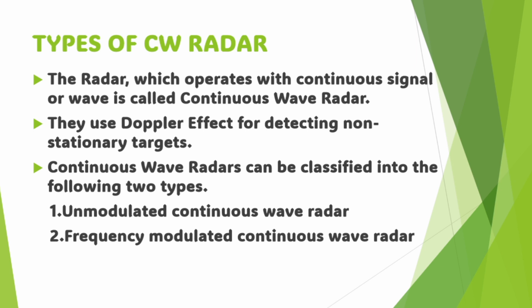In the case of pulse radar, it is mainly used for stationary targets. But in the case of continuous wave radar, it is used for non-stationary targets. In pulse radar, a pulse signal is transmitted, but in continuous wave radar, a continuous signal is transmitted. Next, continuous wave radars can be classified again into two types: unmodulated continuous wave radar, and the second one is frequency modulated continuous wave radar.